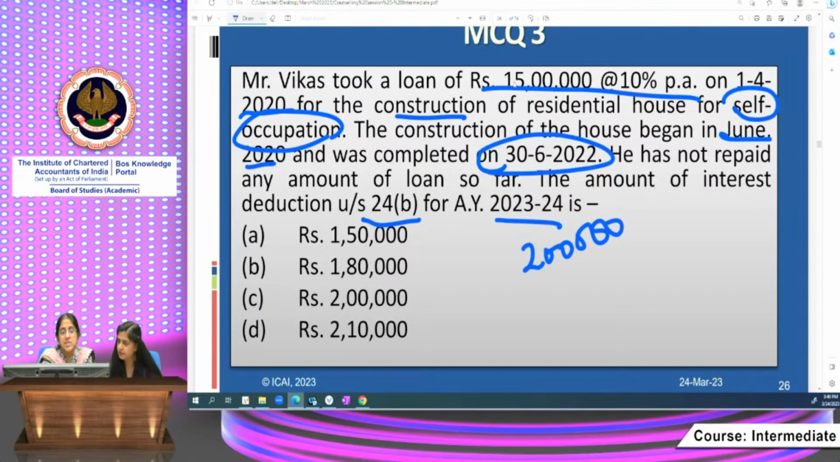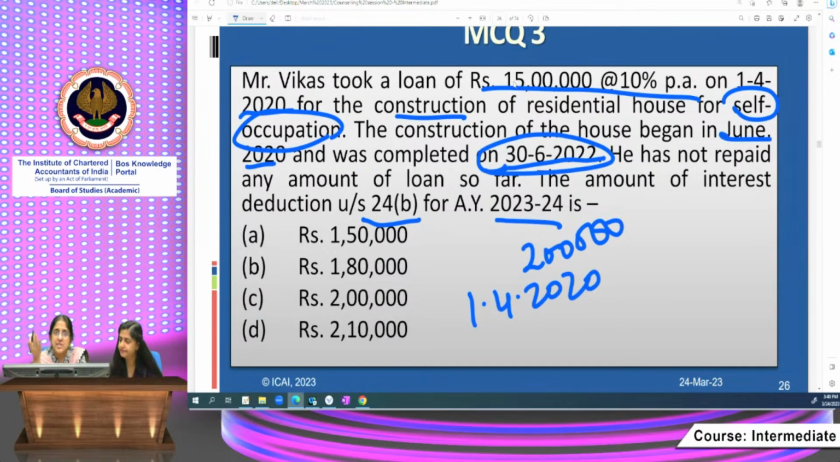See, what is pre-construction interest? When did you take the loan? You took it on 1/4/2020. Then when was the construction completed? 30/6/22 it was completed, but it is completed in the previous year 22/23. So the interest of the previous year 22/23 is allowable in full. This will hold good even if I complete it on, say, 1st of March 2023. Even then, for 22/23, full year interest is allowable.